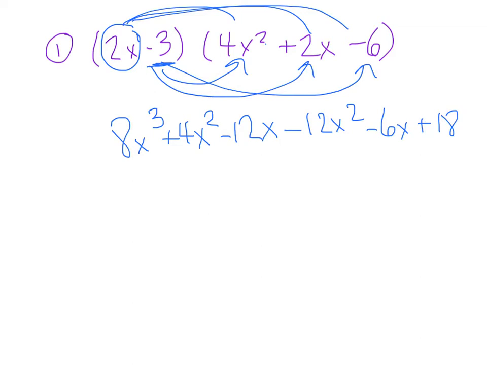So now that we've multiplied everything out and distributed it, now we're going to combine like terms. We're always going to start with our highest power first. So our x to the third power is our highest power. We only have one term with x to the third, so our answer is just going to be 8x cubed. Now I'm going to cross that one out because I'm done with that one.